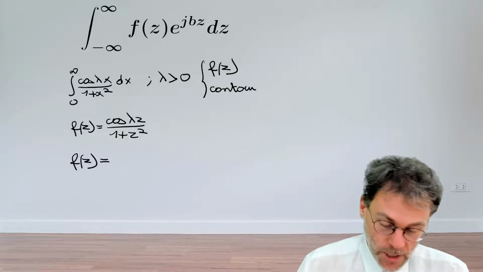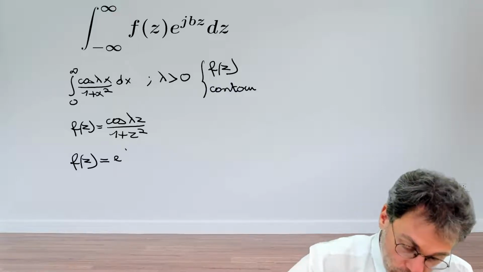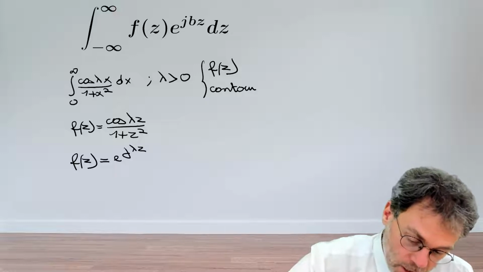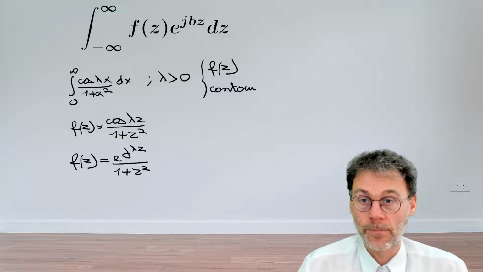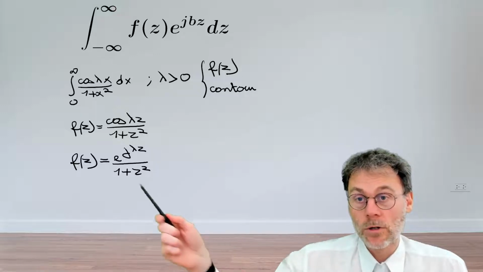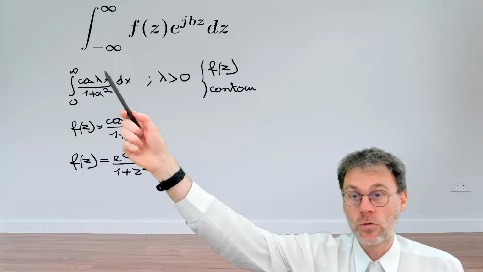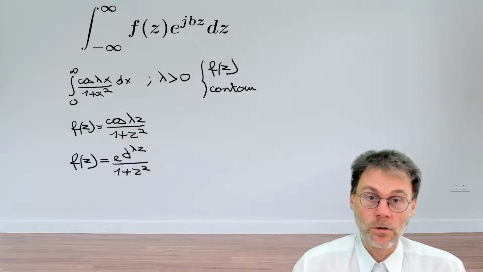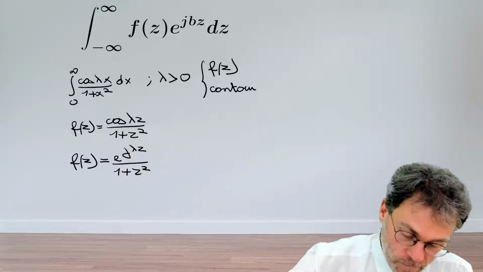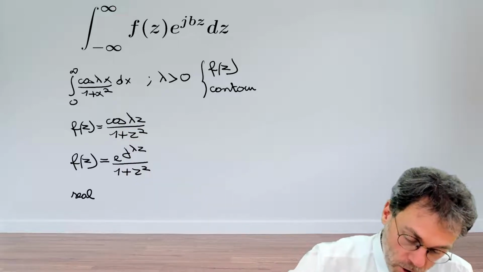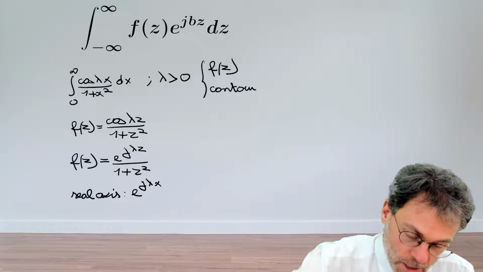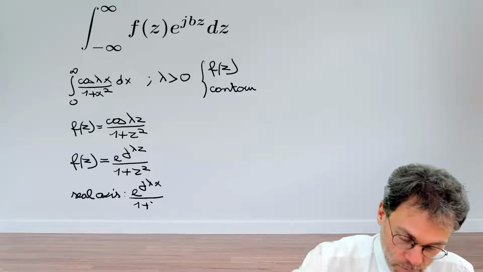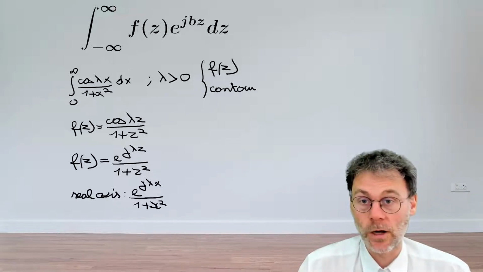We're going to use f of z is exponential j lambda z divided by 1 plus z squared. How are we going to get from f of z back to our real-valued integral over here? Well, we're going to evaluate this function f of z on the real axis. So on the real axis, this just becomes again exponential j lambda x divided by 1 plus x squared.